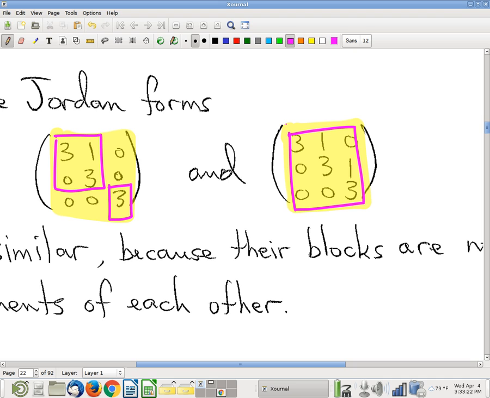Answer, no, not possible, because they're not rearrangements of each other. The theorem above says that rearrangements are the only similarities between Jordan form matrices. And these are obviously not rearrangements of each other because the blocks are just different. They're not the same blocks in different places. They're different blocks. How are we doing? Everybody on board?